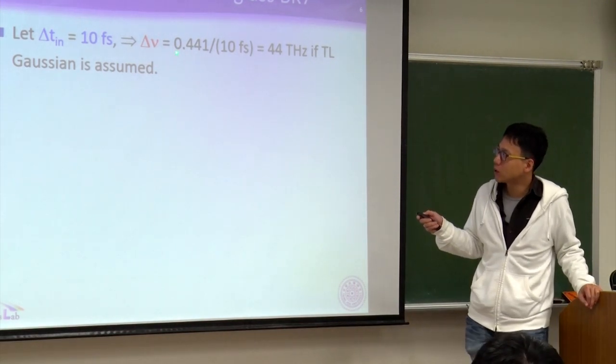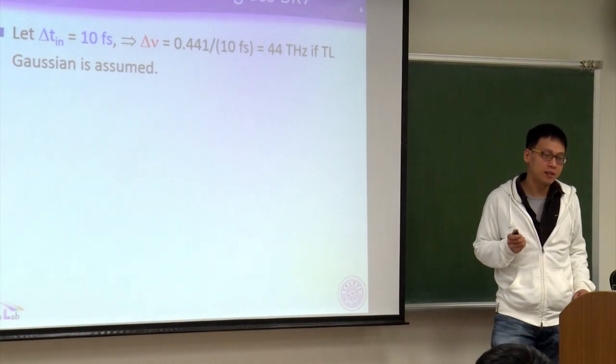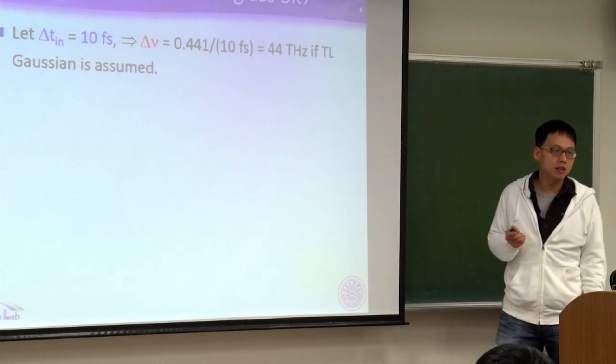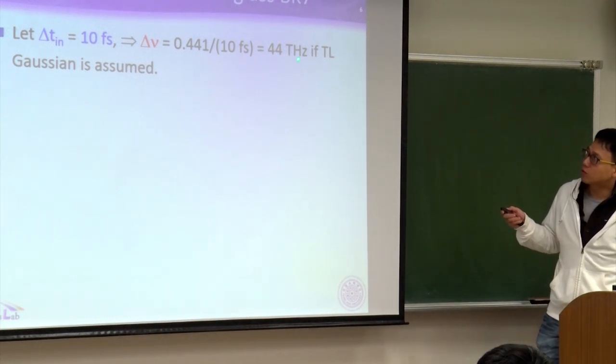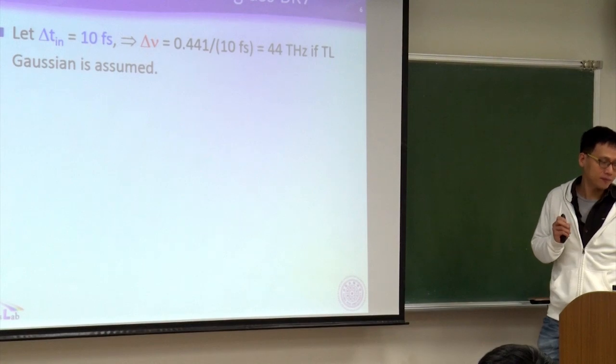Because the time bandwidth product is a constant, 0.441. So if you substitute 10 femtoseconds in the denominator, you got 44 terahertz, okay? 10 femtosecond pulse, 44 terahertz bandwidth in theory.